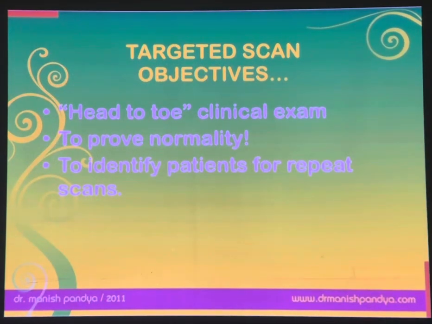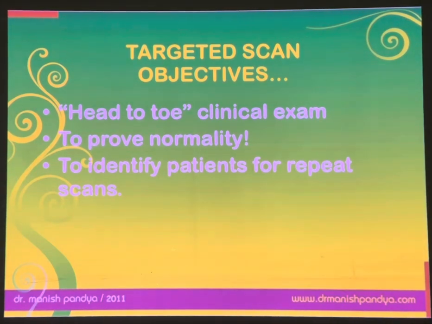So you have to examine the baby from head to toe. Why are you examining the baby from head to toe? Because here you want to prove the normality. You can say that the baby looks normal. So in every ultrasound report we write that no apparent congenital anomaly seen in the present lying position.